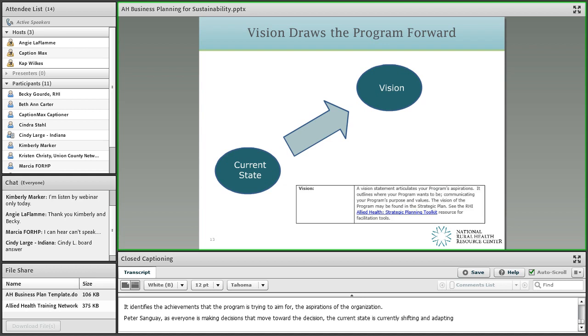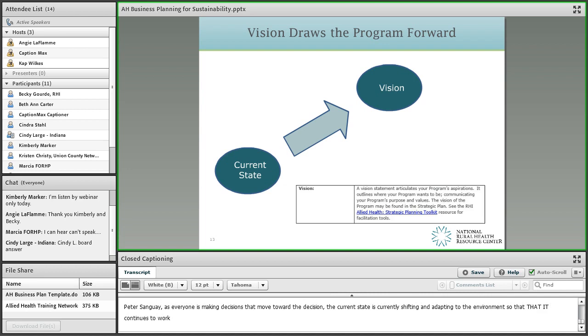Oftentimes, this program description is also in your strategic plan. So the beginning of your strategic plan has a description of your program, and you can lift it right from there and put it into your business plan. It has these component pieces: mission, values, vision, your history, strategic objectives, and your business structure are the typical pieces of the program description.